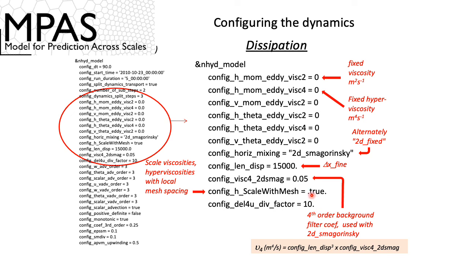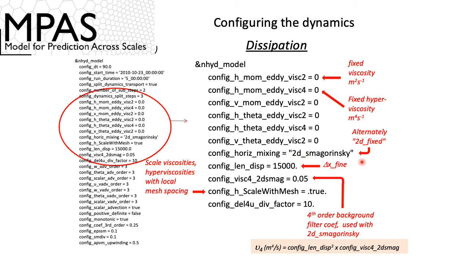If you've got a variable resolution and you set this scale with mesh equal to true, and that's the default, then these should be set to be the values that one would use on the finest portion of the mesh. So if you've got a 15 to 3 kilometer mesh, you would set these viscosities as you would on a 3 kilometer global mesh, and they will be scaled appropriately, so that you would get a similar amount of filtering as you would if you used a scaled viscosity on the coarser meshes.